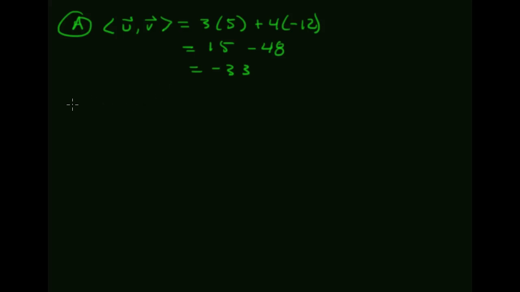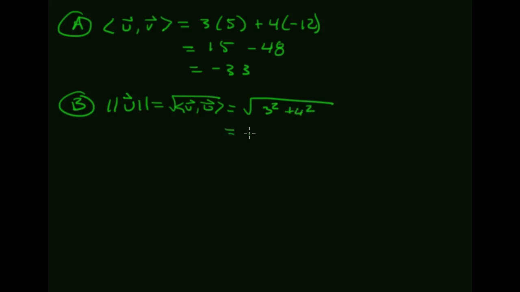Part B of the problem asks us for the magnitude of u, which is the square root of the inner product of u and u, which is the square root of... Oh, sorry, that's not correct. It's 3 squared plus 4 squared, which is pretty straightforward because it's 9 and 16. That's 25, which makes that 5.